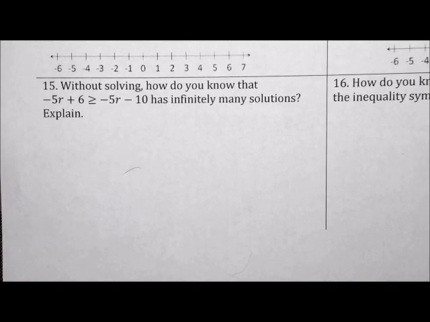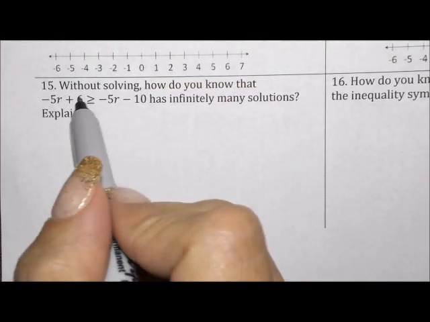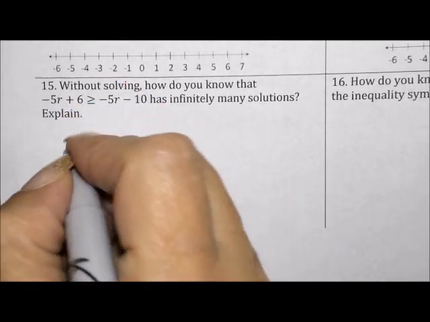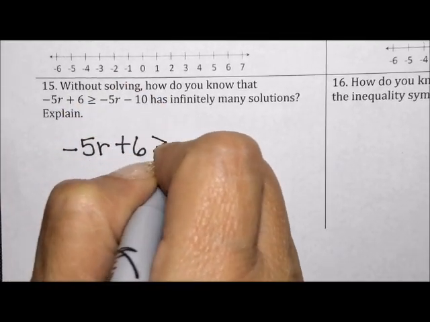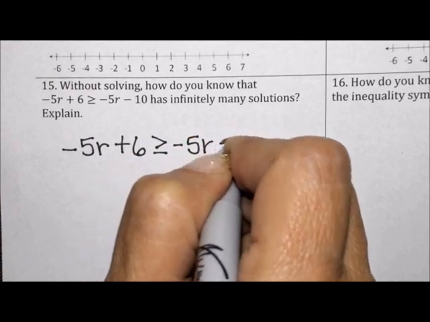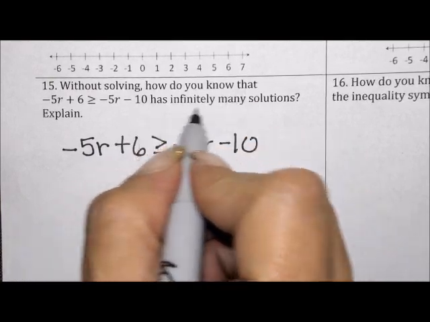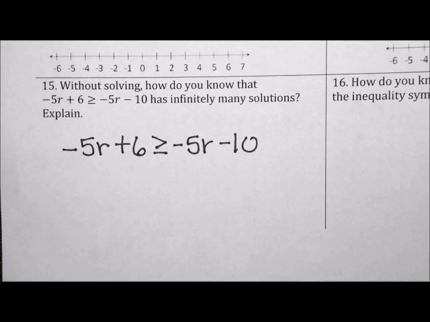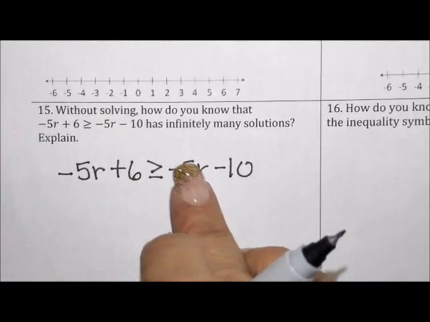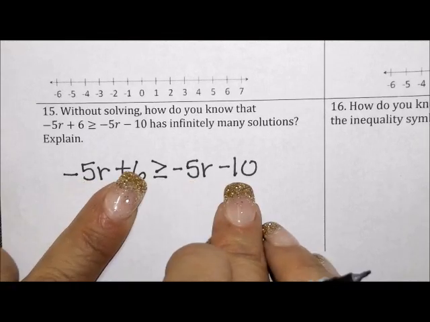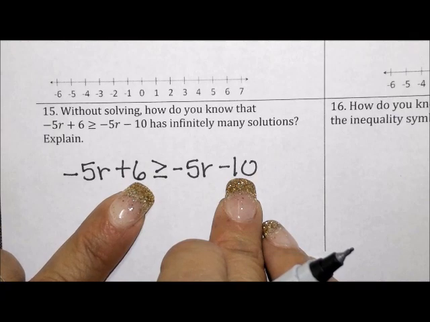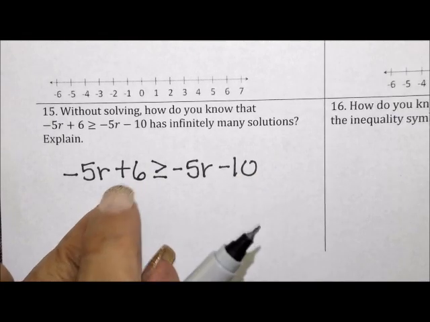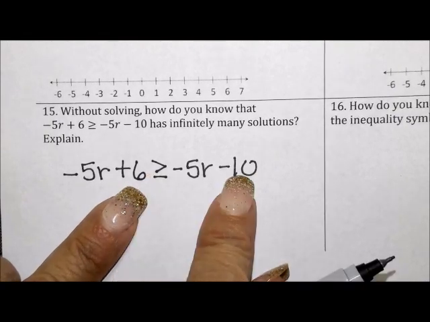Okay, so hopefully you finished those last two. Without solving, how do you know negative 5r plus 6 is greater than or equal to negative 5r minus 10 has infinitely many solutions? Okay, here's how you know this. These are just the same, right? Negative 5r and negative 5r. And then you just have 6 and negative 10. Is 6 bigger than negative 10? Yeah, it is. 6 is greater than or equal to negative 10.